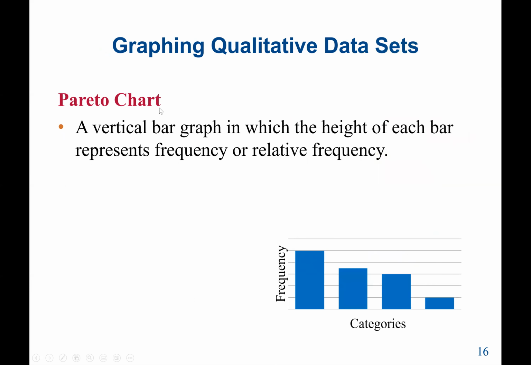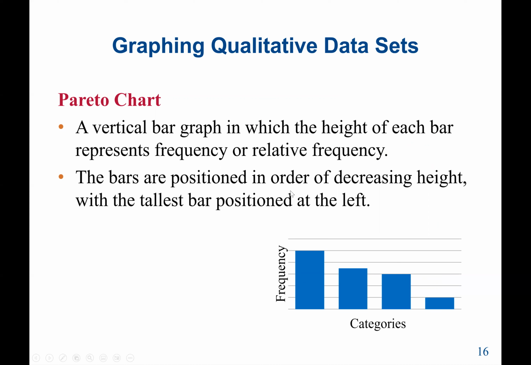The next is the Pareto chart. A Pareto chart is more or less a column chart, which is a bar chart, almost close to a histogram. In a histogram, there's no space between the bars, but with a column chart, there is a space, or a Pareto chart. So here we say a Pareto chart is a vertical bar graph in which the height of each bar represents the frequency or relative frequency. In Excel, we call a Pareto chart again a bar chart, the concept of a column chart also.